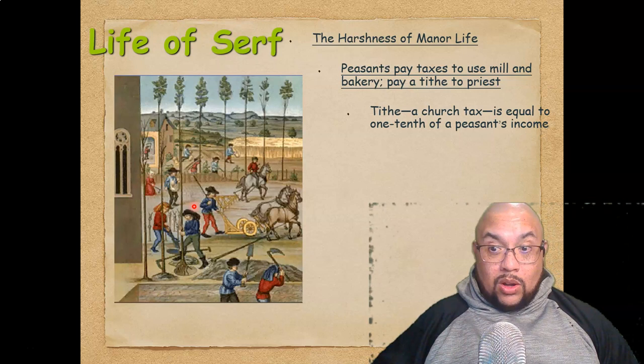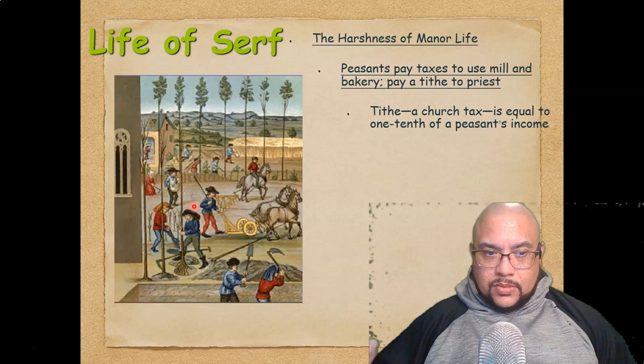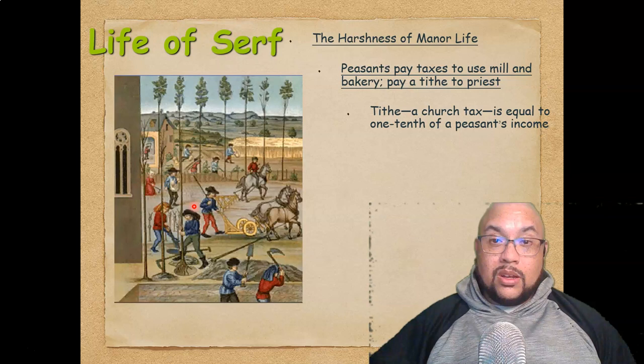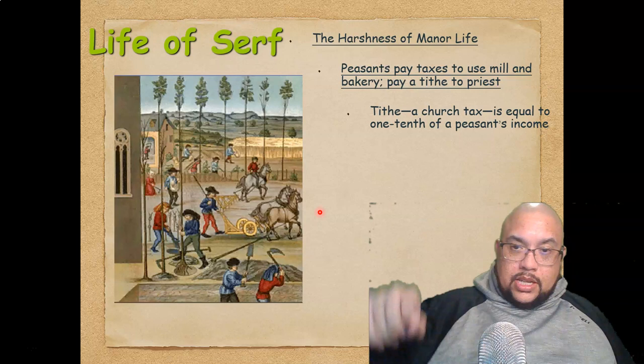Kings don't want the vassals getting too strong. Eventually a vassal will decide to take on a king. That's how it all transfers, right? And so it's to your benefit as the king to always have your vassals fighting. Okay. So taxes go to vassals and kings, and then tithing goes to the church.